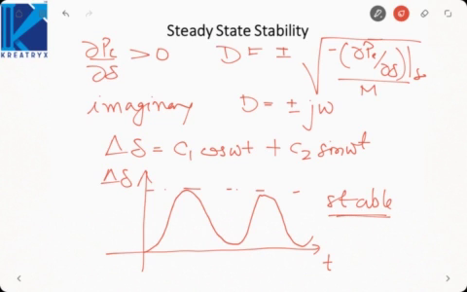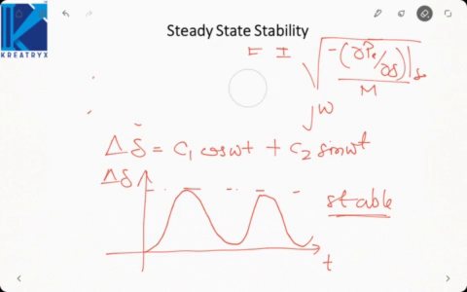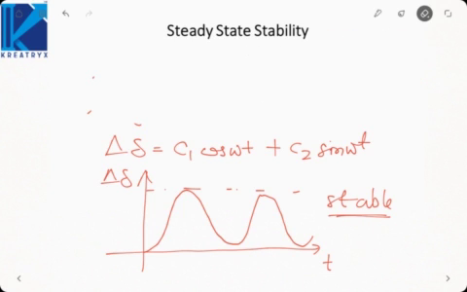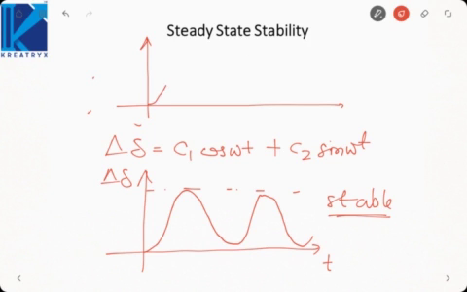Also, we are neglecting any sort of damping here. If damping were considered, then the nature of the graph will be like this. Δδ will finally go to 0, so that the system settles down to its initial position. So the oscillations will be damped out, and the system will be termed as stable.